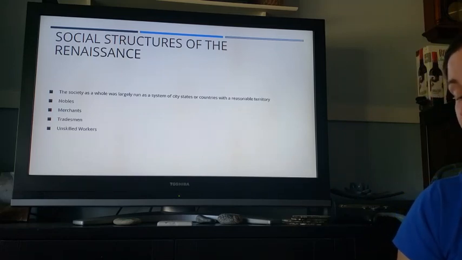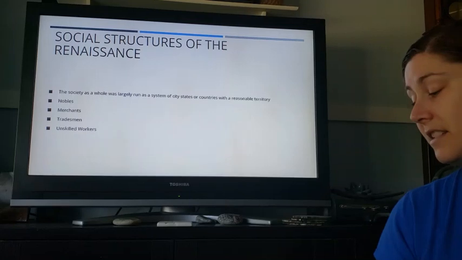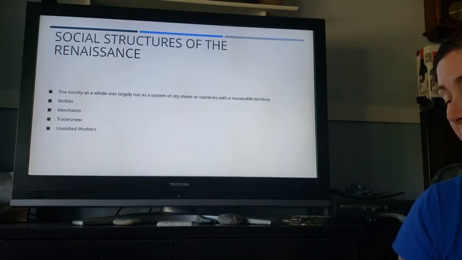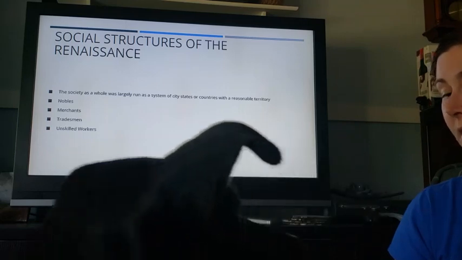So the social classes became less distinct as the Renaissance progressed. The humanist ideas led to increased rights for individuals, but the class system remained in place in Florence and throughout most of Europe long after the end of the Renaissance.